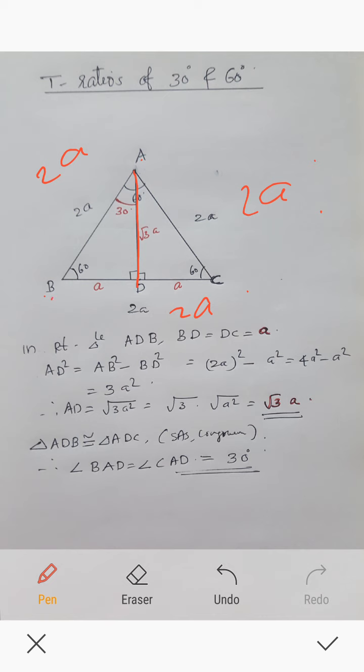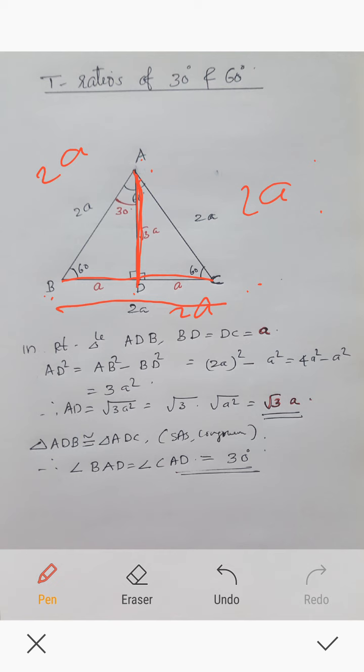Altitude and median of an equilateral triangle are the same. So if we draw the altitude, that same line is the median. In that sense, here AD is the median. So the total length, this total length is 2a. So we can write this is a and this is a, because AD is the bisector of the side.